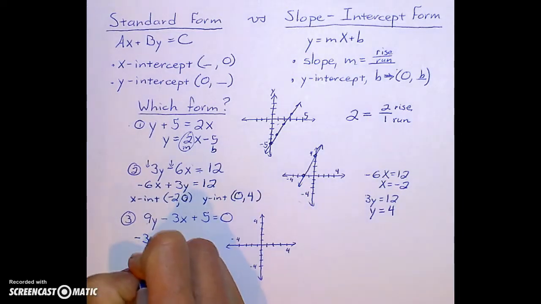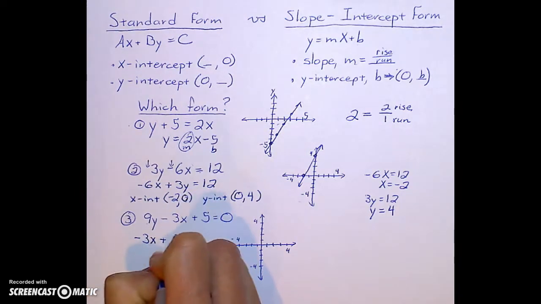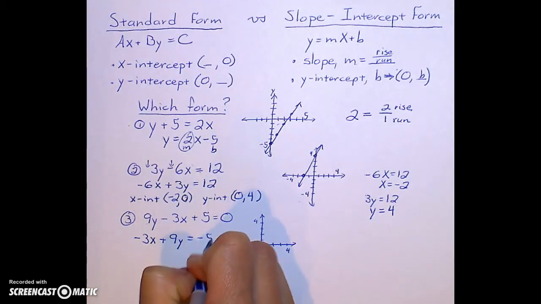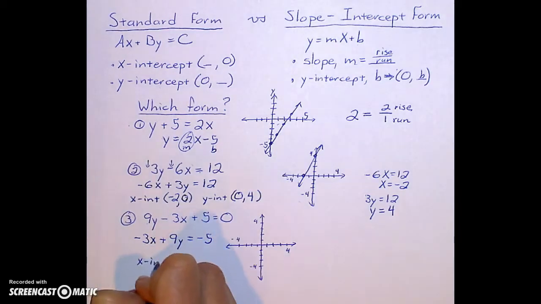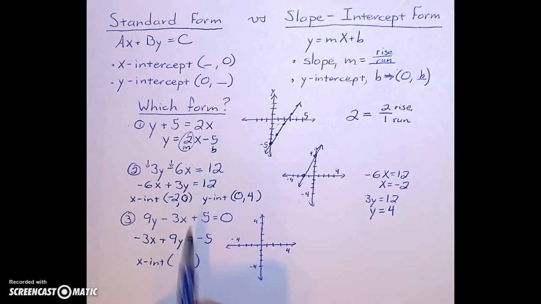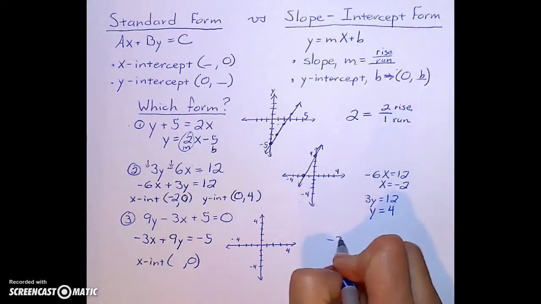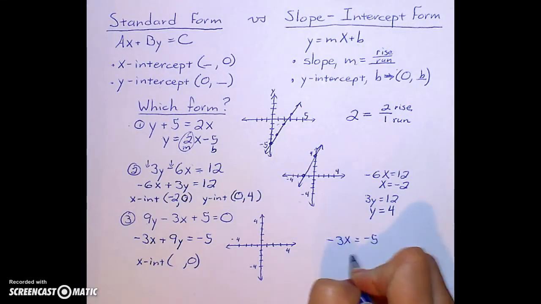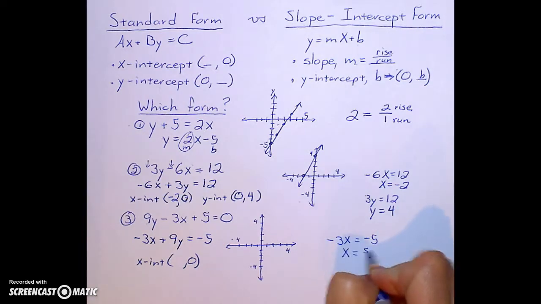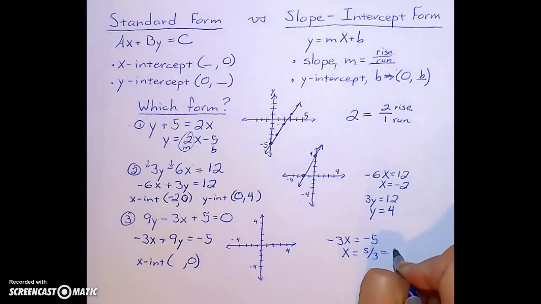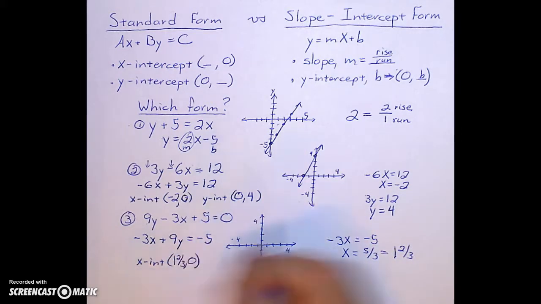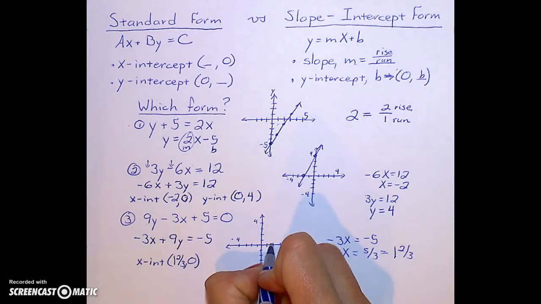I'll have negative 3x still on the left-hand side, positive 9y equals negative 5. My x-intercept will have a y value of 0. So if I put 0 into the equation for the variable y, I have the statement negative 3x equals negative 5. Dividing by negative 3, I have x equals 5/3. On a graph that's sometimes difficult to visualize, remember that's a mixed number, 1 and 2/3. On the x-axis, I am at 1 and 2/3.